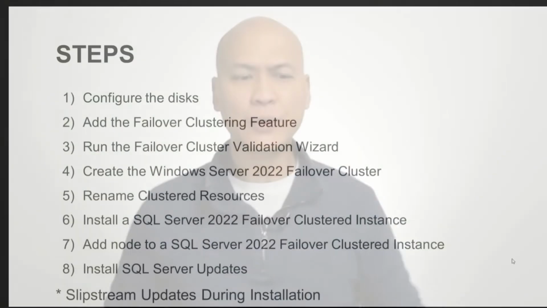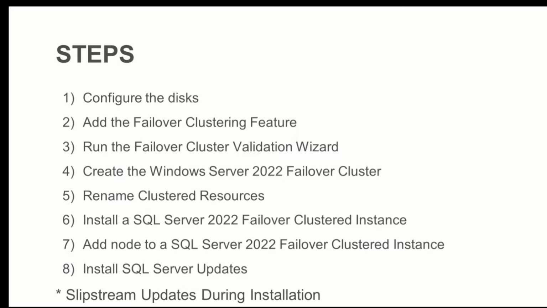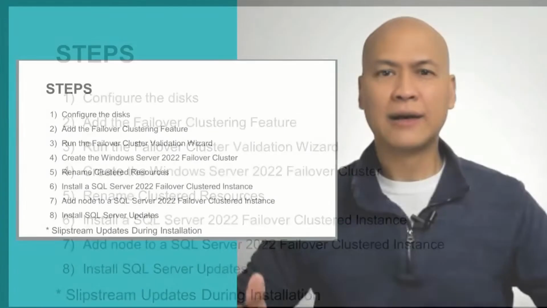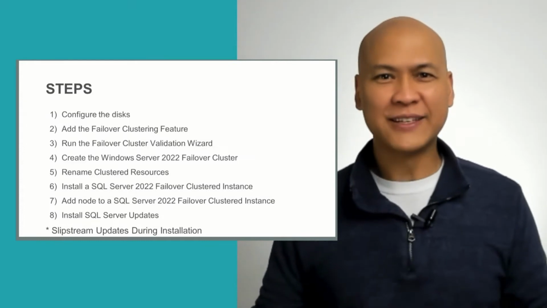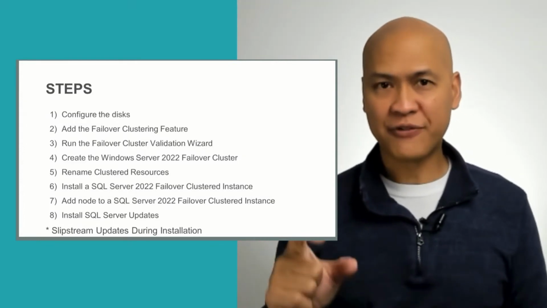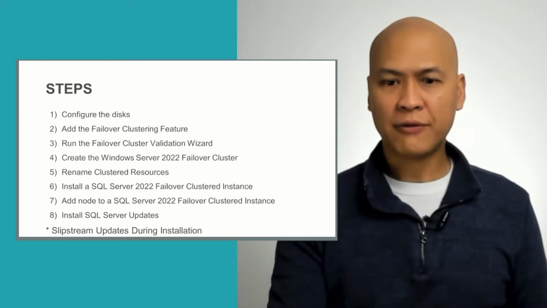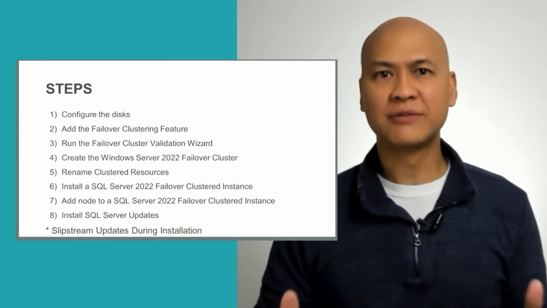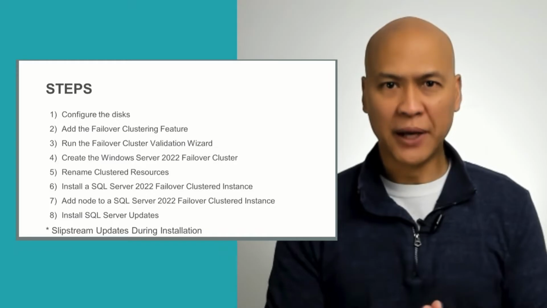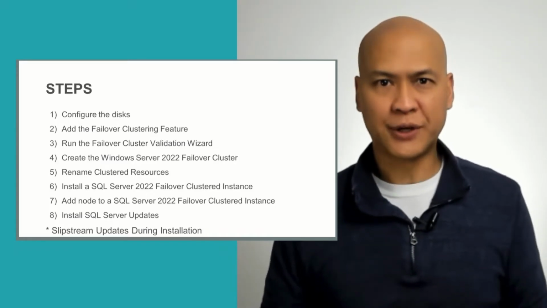So here's the high-level overview of the steps, okay? You're configuring the disks. You're adding the failover clustering feature. You're running the failover cluster validation wizard. We're creating the Windows Server failover cluster. And because this is kind of a long process, I'm going to break it down. So this first part will be from steps 1 to 5. The focus of this first video will be on building and configuring the Windows Server failover cluster, right?